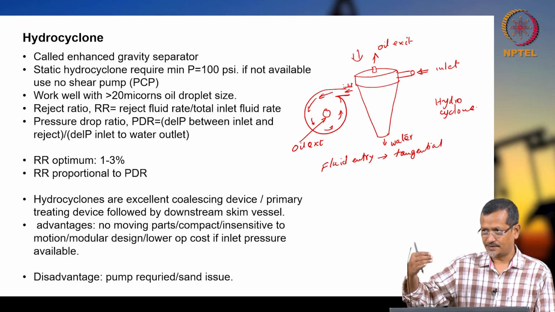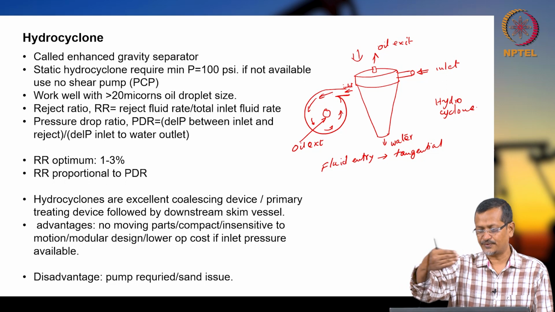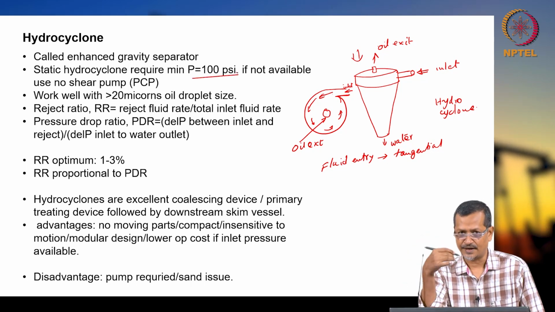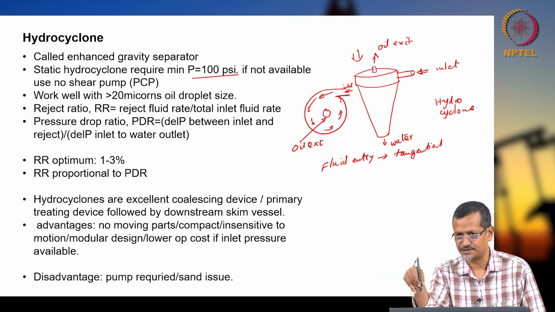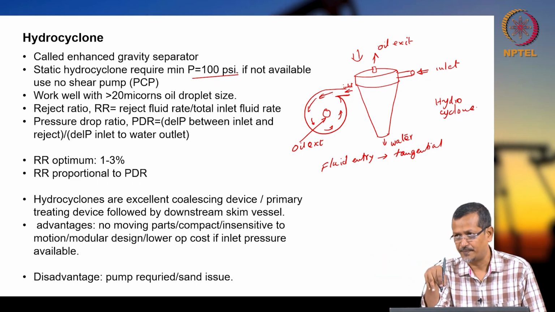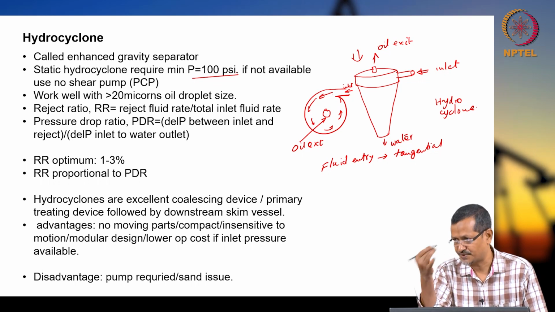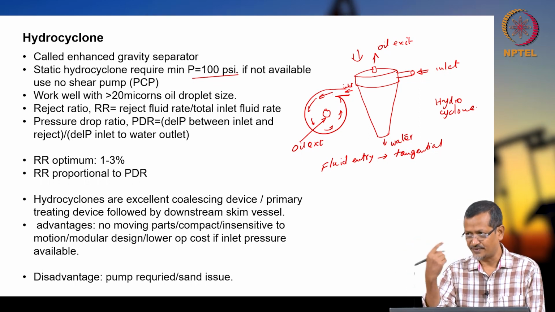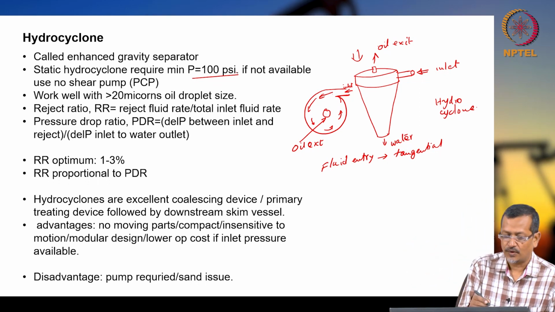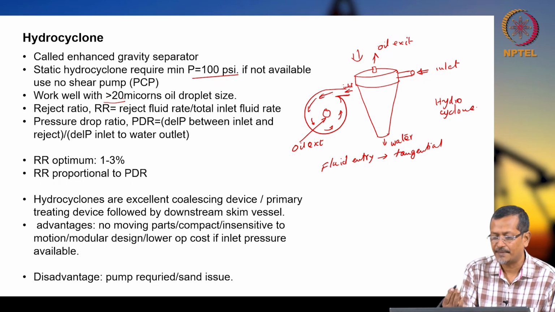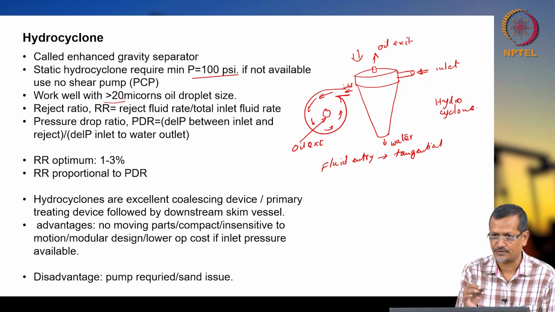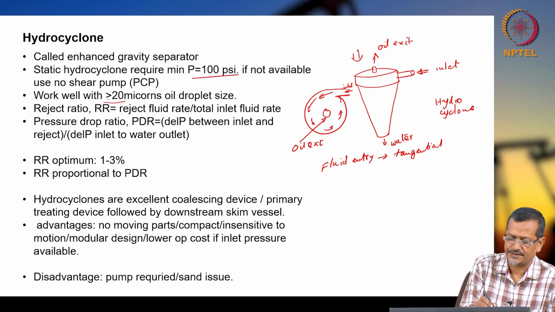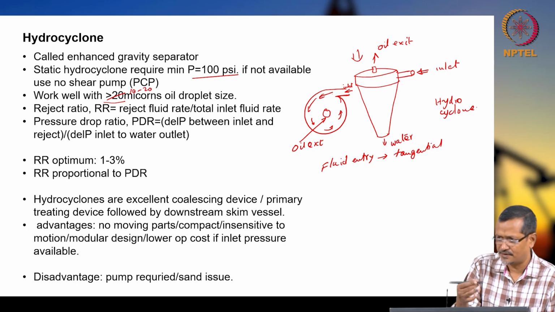Because of tangential entry and high velocity it will be rotating, and normally pressure requirement will be 100 psi. If the upstream pressure of this system is lower than 100, then you have to use one pump, so you need extra energy to increase the pressure. If we don't have pressure, that fluid will not come to very high velocity. We need very high velocity. It will work well with more than 20 microns oil droplet size. If you have less than 20 microns, it will be difficult to separate. So it will be like 10 to 20, you can say. I will write 10 to 20, more than 10 microns.